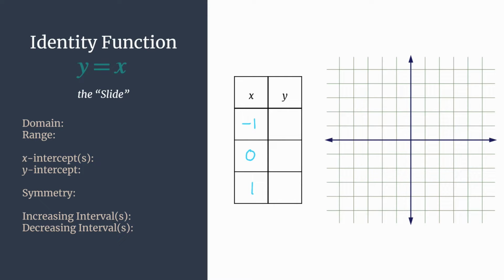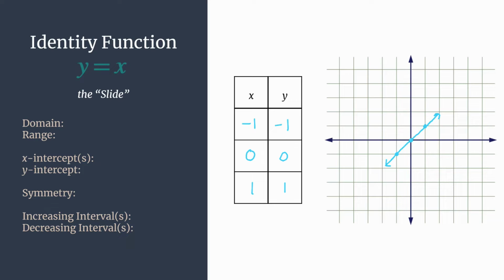We'll substitute in negative 1 for x, 0, and 1. The identity function is called that because it basically identifies itself. If you substitute in negative 1 for x, that means y is also negative 1. That's the output. It just outputs itself. So that's pretty easy to graph. Let's get those 3 points: negative 1, negative 1; 0, 0; and 1, 1. Of course, you could do more, but we really just need a sketch. And so here is a sketch of the identity function's graph.